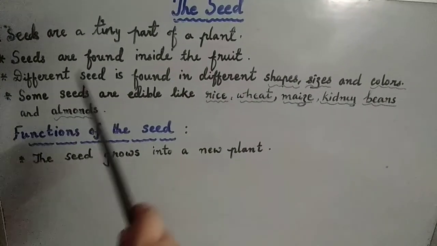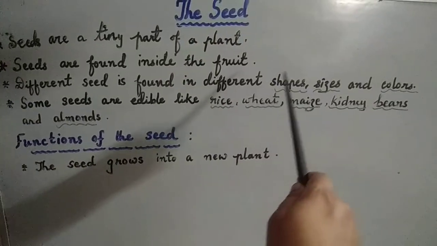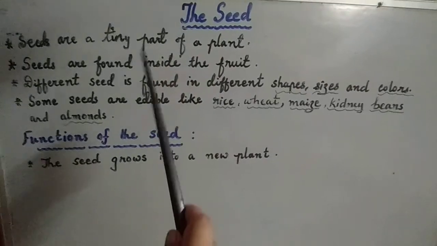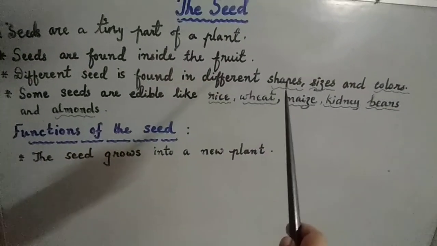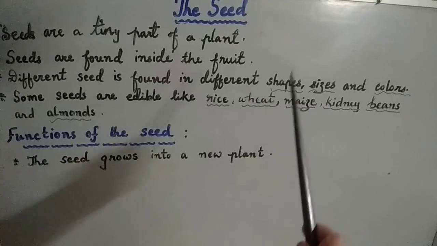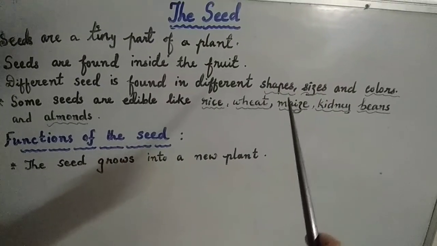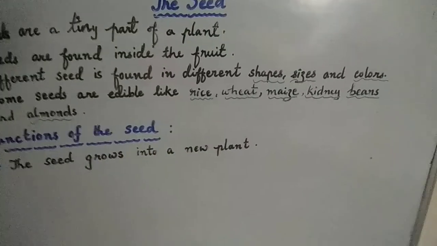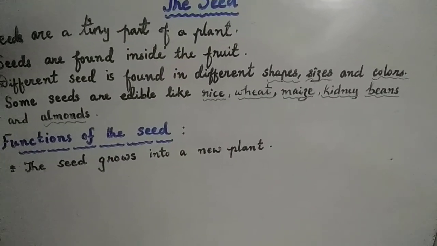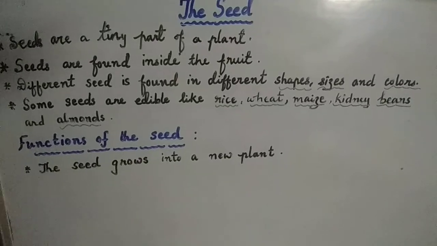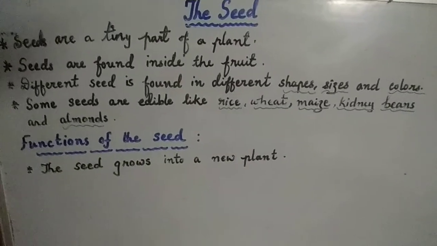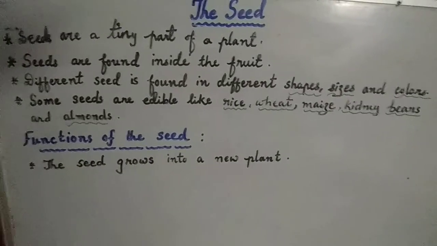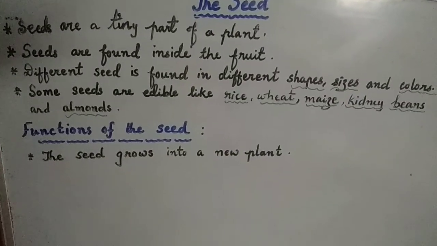Different seeds are found in different shapes, sizes and colors. This means there are different kinds of seeds. They come in different shapes, sizes and also colors. Some seeds may be large. They can also be small, flat, round, smooth or rough.